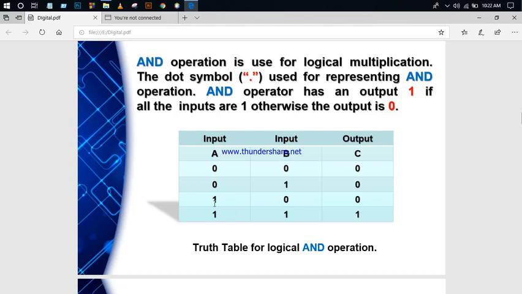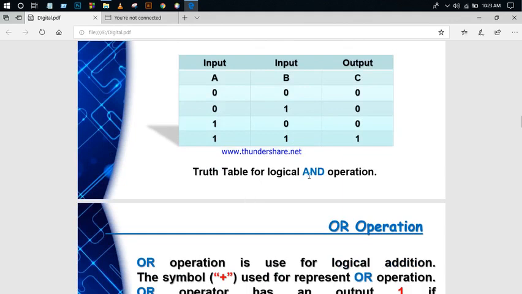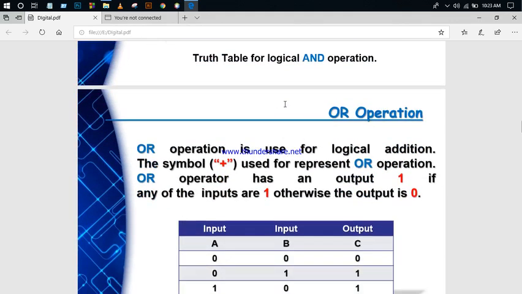So here, input A is 1, input B is 0, the output is 0. At last, input A is 1 and input B is 1, so 1 and 1 is 1. So here we can see that only when all inputs are 1 is the output 1. This is the truth table for the logical AND operation.